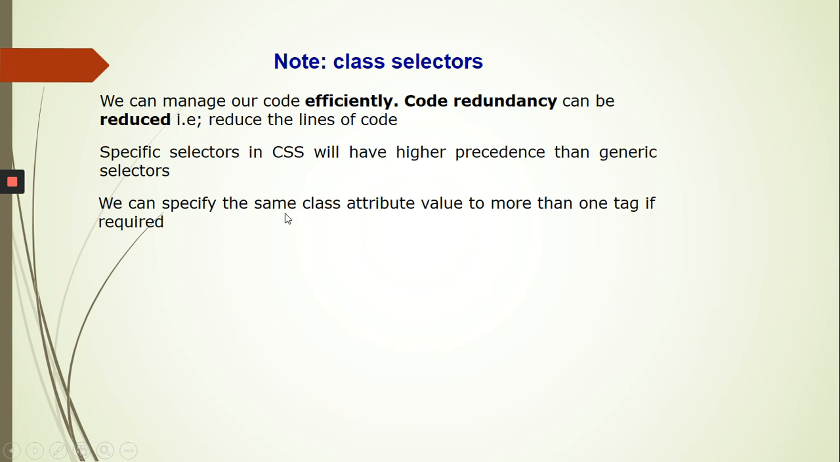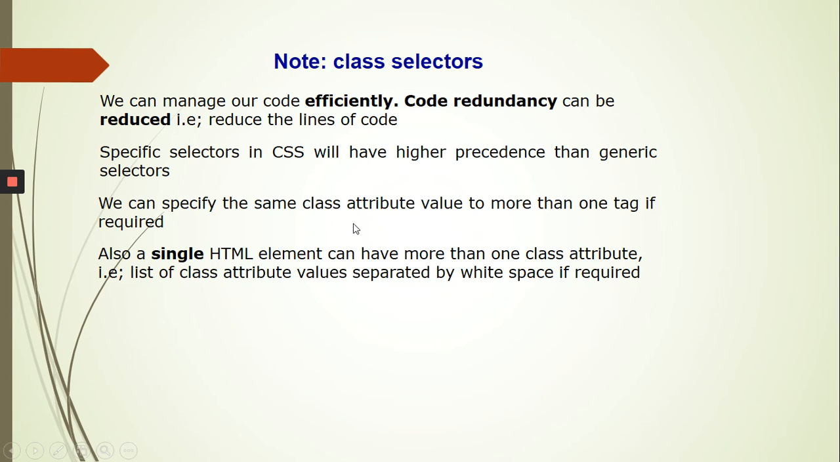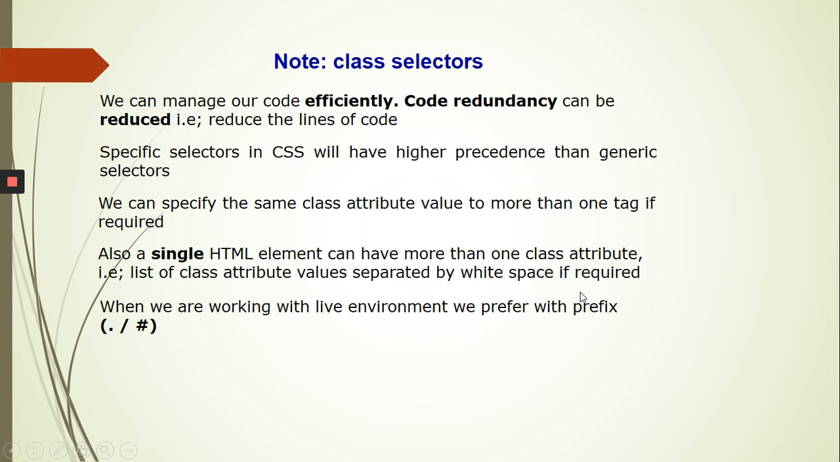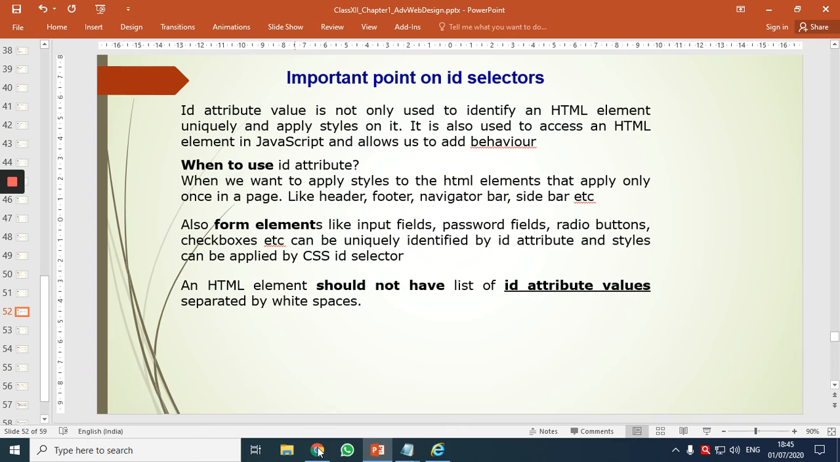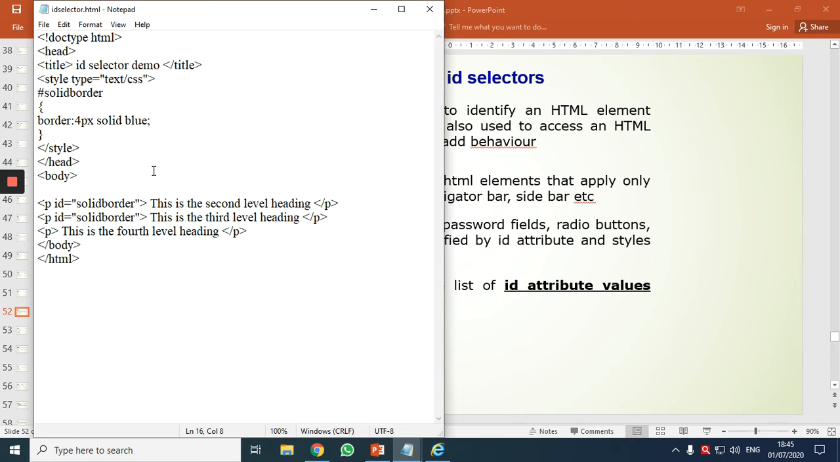We can specify the same class attribute value to more than one tag if required. We have seen this, I'll not take it again. Also, this is very important: a single HTML element can have more than one class attribute value, that is, a list of class attribute values can be separated by white spaces if required. Now, this point I did not make clear, so I will explain here.